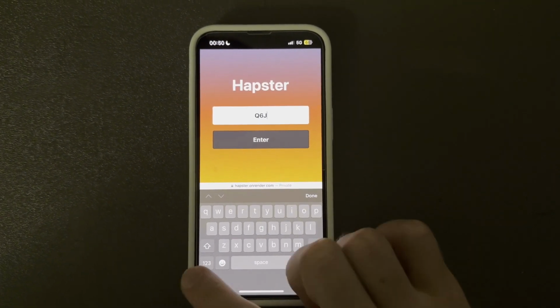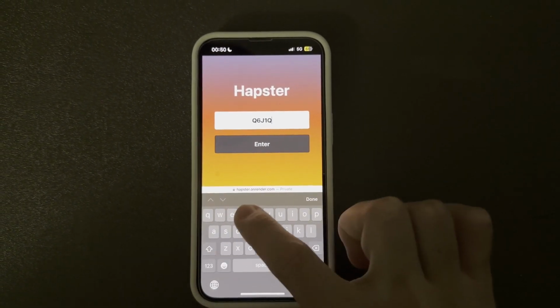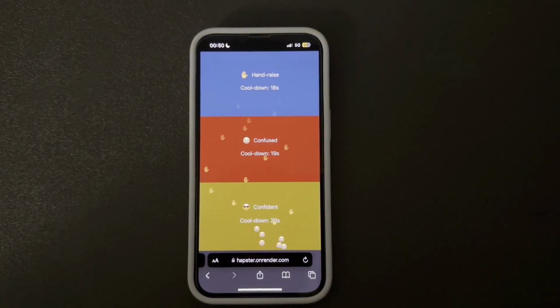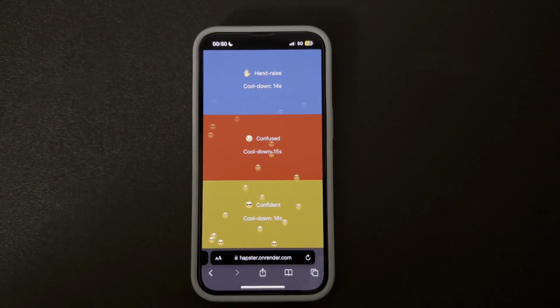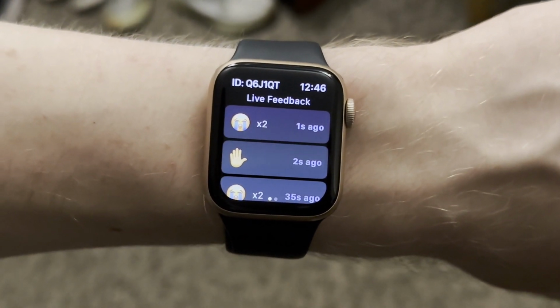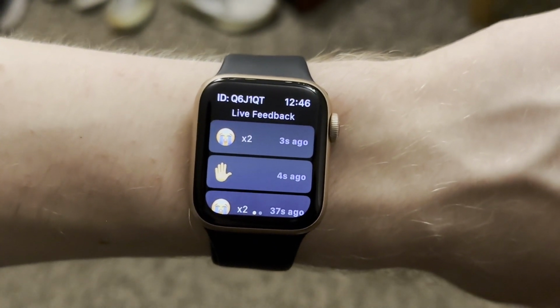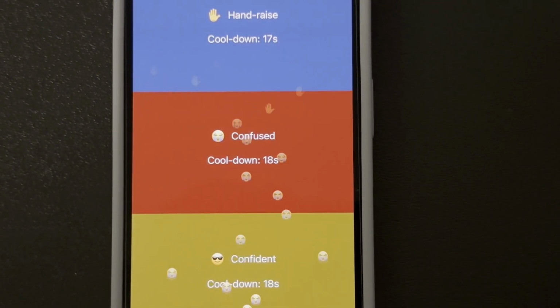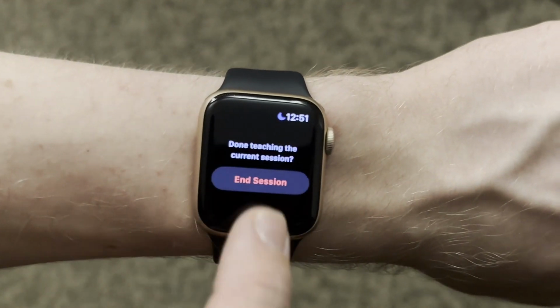Based on a survey of 26 university instructors, we implemented the three most requested student reactions: hand-raised, confused, and confident in understanding, each triggering a distinct vibration pattern on the Apple Watch. Instructors also have access to a visual log on the watch that displays all reactions sent during the session. There's a 20-second cooldown period for each reaction to prevent spam, and at any point, instructors can terminate the session.